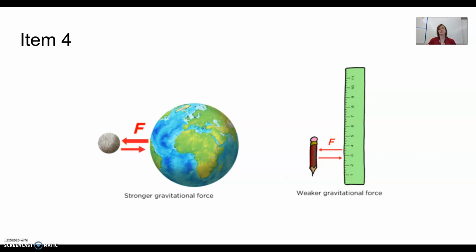Item 4 is showing us that things like planets and moons have gravity, and things as small as pencils and rulers also have gravity. This would be good evidence to answer that question, because it's showing that anything that has mass also has gravity, from things as big as planets and moons to as small as your pencil. If your pencil has gravity, you might think, why doesn't it attract things towards it? It's because your pencil has such a small mass that it doesn't have enough gravity to attract things, but it does have gravity. Anything with mass also has gravity.